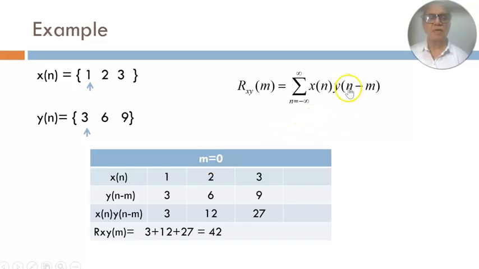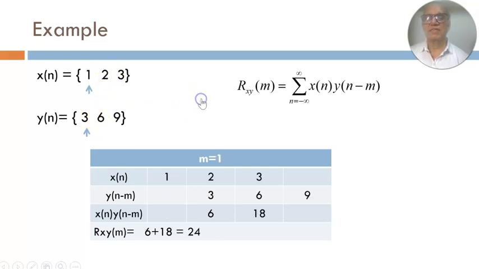Then you take m equal to 1, so yn minus m will become yn minus 1, and this sequence will shift to the right. So 2 and 3 will get aligned with 3 and 6. So let us see that. M equal to 1, so these two are aligned now. This is 0, this is 0. So the significant values are 2 into 3 equal to 6, 3 into 6 is 18, so you get 24. Then m equal to 2, this shifts further, so only one value is aligned and you get 9.